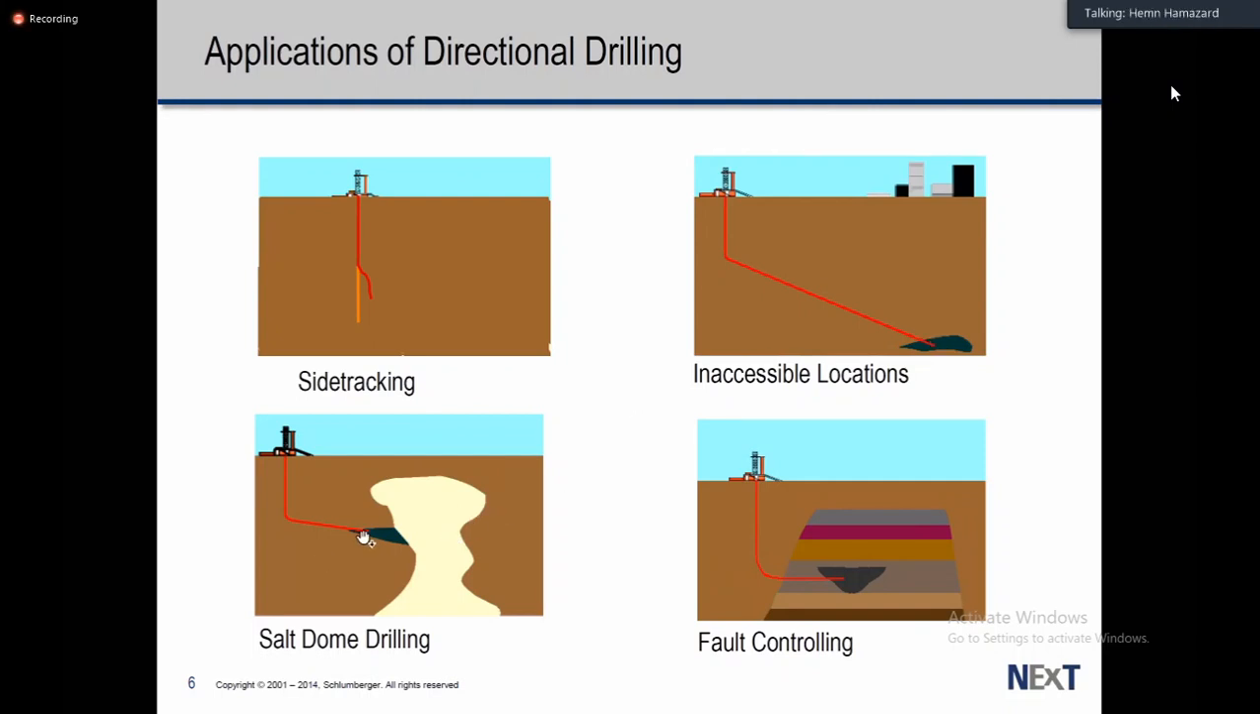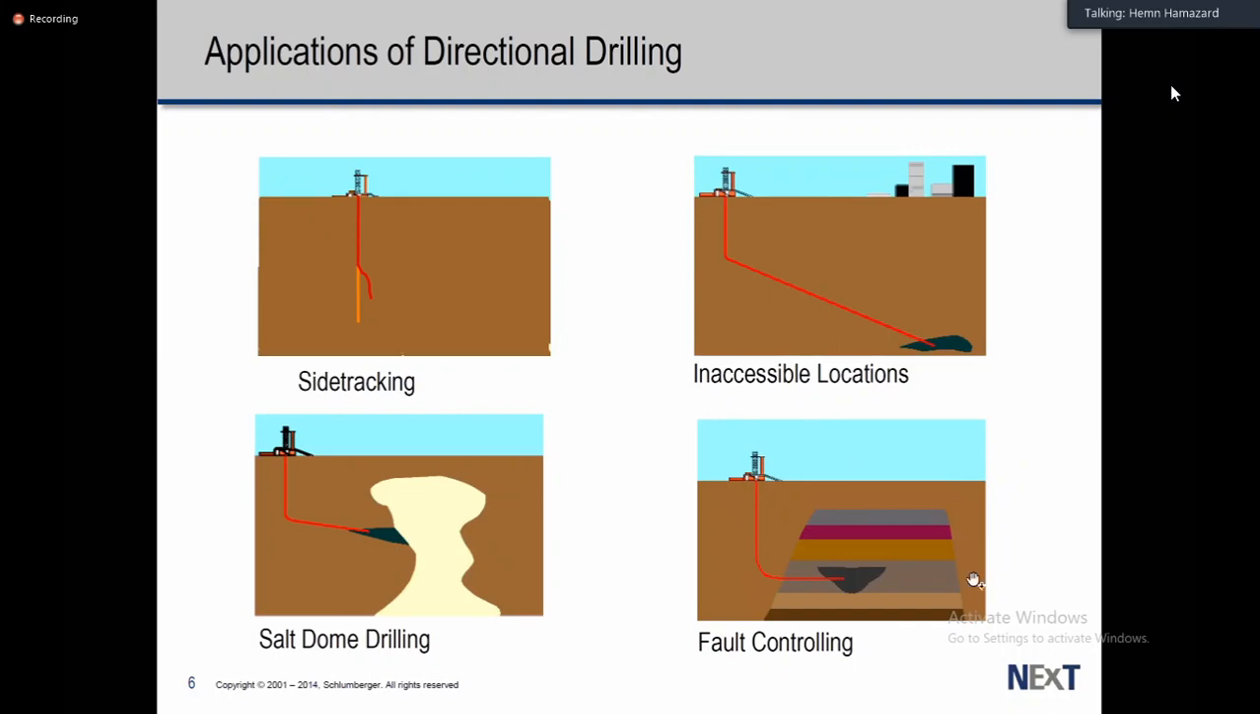Another one is just to avoid the salt dome. If this is your target, and you put your rig in here and drill like this, you're going to hit the salt dome. And a salt dome is a problematic formation downhole. You usually want to avoid it. So you can avoid it, just set the rig here and directionally hit your target.